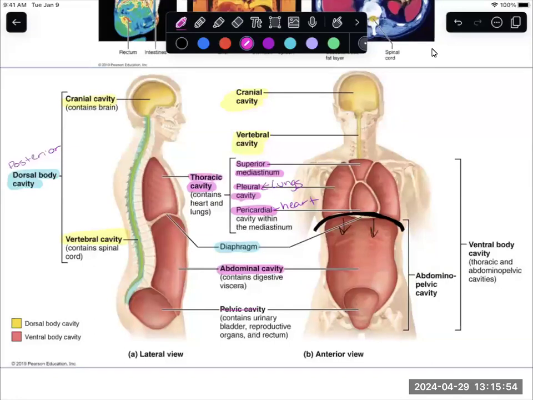Then we have the pelvic cavity. It might help if I had the right writing utensil. The pelvic cavity. This is your bladder, any reproductive organs, and then that rectum. This is all contained within this pelvic cavity. Your pelvic cavity can be combined with the abdominal cavity to make that abdominal pelvic cavity. They kind of come all together. The thoracic, abdominal, and pelvic cavities are going to make up the ventral body cavity. Ventral means anterior. My bad handwriting there, sorry. Anterior, so these are towards the front of the body.